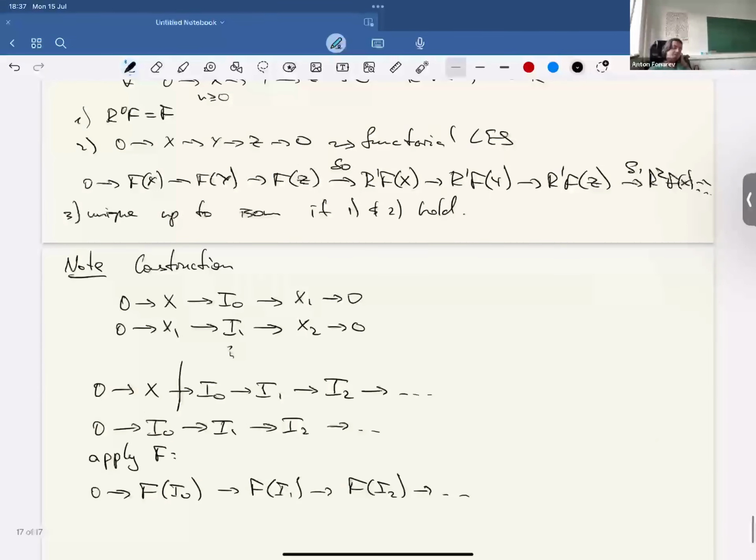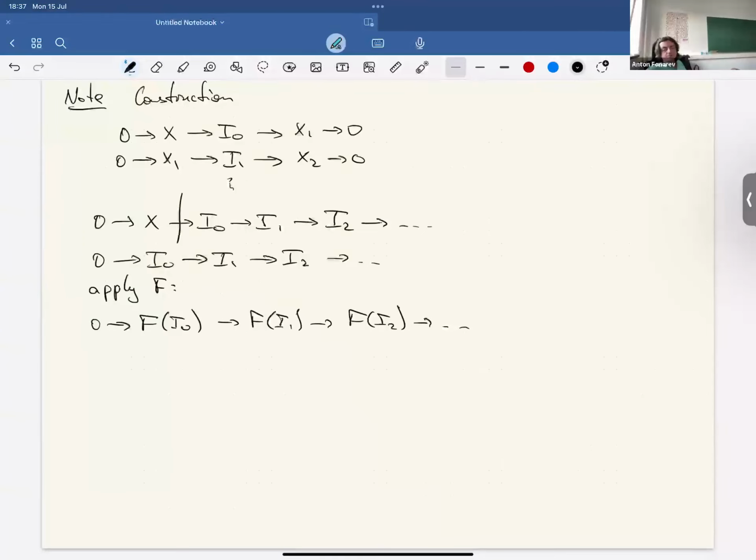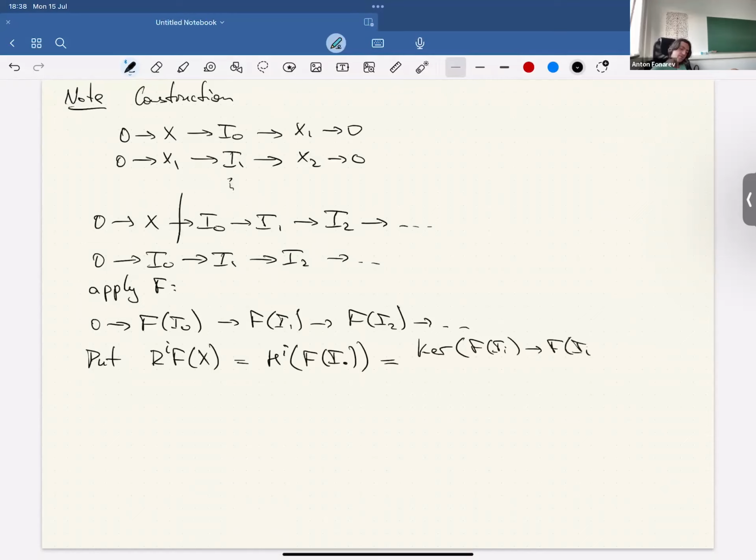And now this is a complex, meaning that the composition of any two consecutive maps is 0. So you put R^i f of X to be the ith cohomology of this complex of f(I), meaning that you take the kernel of the map from f(I^i) to f(I^(i+1)), and you quotient it by the image of the map from f(I^(i-1)) into f(I^i). And that one is contained in the other. This is specifically the fact that the sequence above is exact.